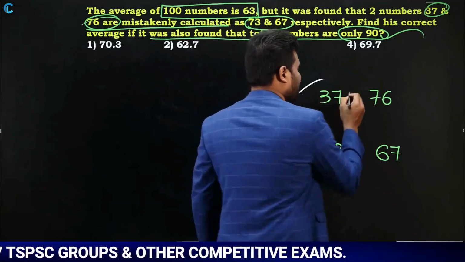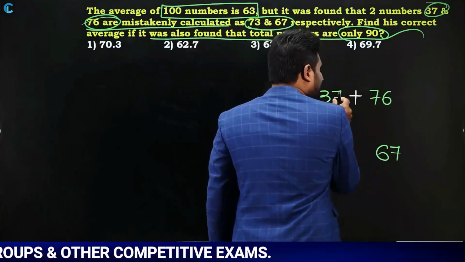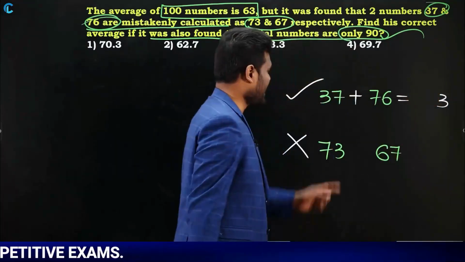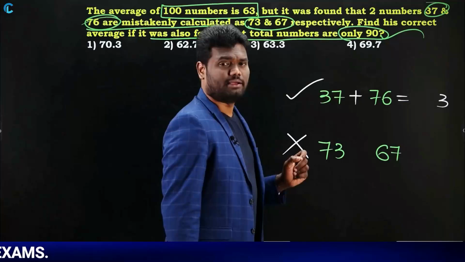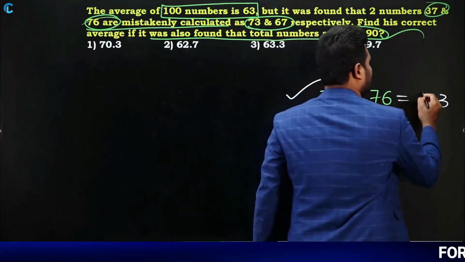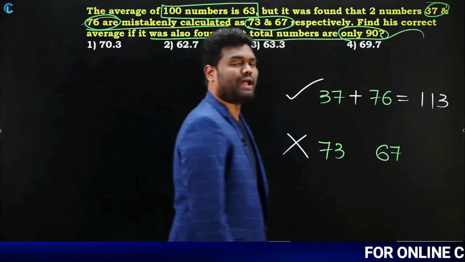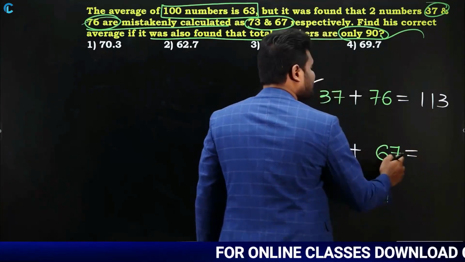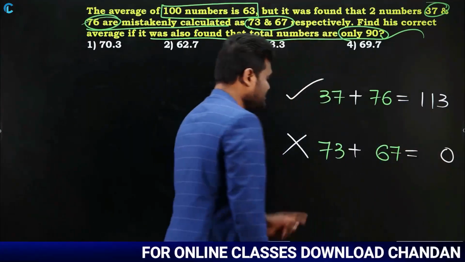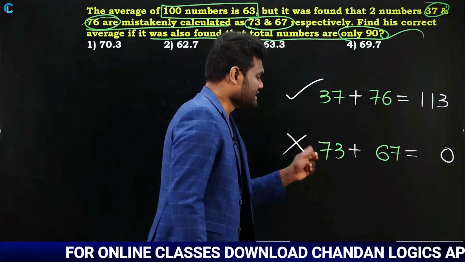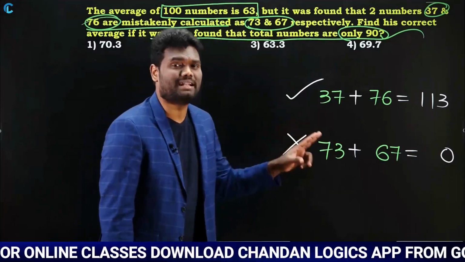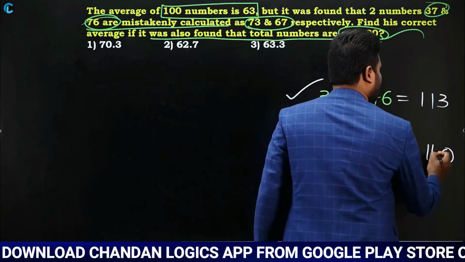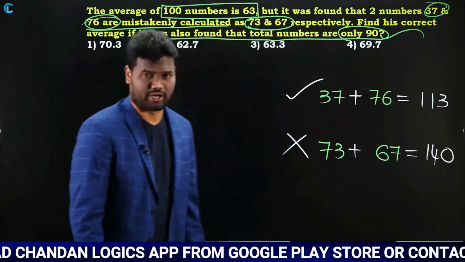Okay, just add them. When you add them, 7 plus 6 is 13, so 1 carry. 3 plus 7 is 10. 10 plus 1 is 11. Now this is going to be 113. Similarly, if you add this, 3 plus 7 is 10. Similarly, 70 plus 60 is 130. 130 and 1, it is going to be 14, which is 140.